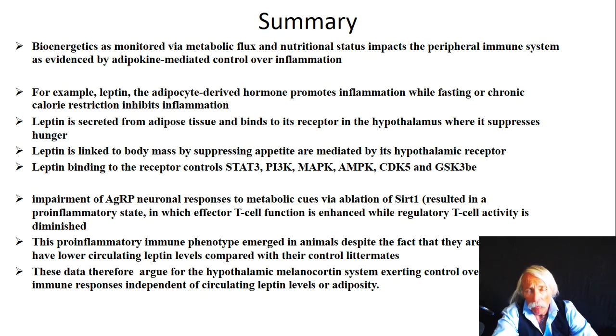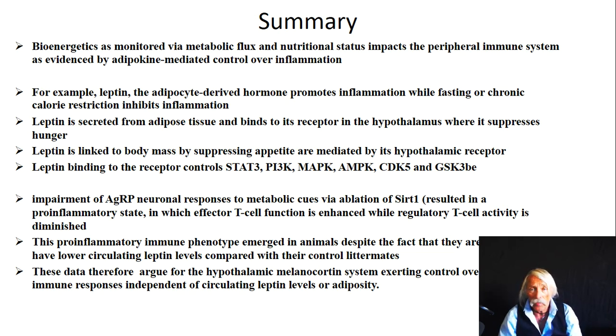What we're saying in this paper, what the authors have at least convinced me of, is that bioenergetics, as monitored via metabolic flux and nutritional status, impacts the peripheral immune system, and that's evidenced by the adipokine-mediated control over inflammation. So that's what the leptin does. For example, leptin, the adipocyte-derived hormone, promotes inflammation, while fasting or chronic caloric restriction inhibits it. So already we're saying, wow, why does leptin do that? It looks like leptin's working somewhere around that Sirtuin axis, you see?